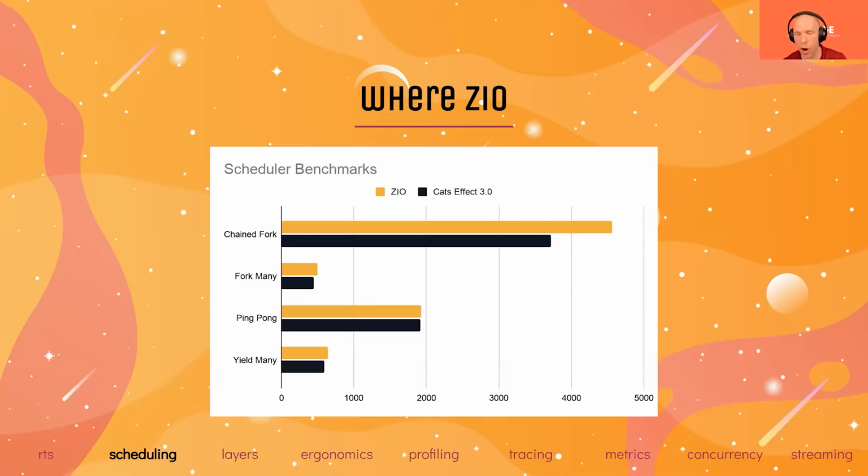And the results are tremendous. Basically, the improvement over ZIO 1.0 is quite significant. If we measure purely synthetic benchmarks, the ZIO 2.0 scheduler is way faster than the ZIO 1.0 scheduler. And it's also faster. Cats Effect 3 also has a fiber-aware scheduler, and the ZIO 2.0 scheduler is faster in all of our benchmarks than the Cats Effect 3 scheduler.